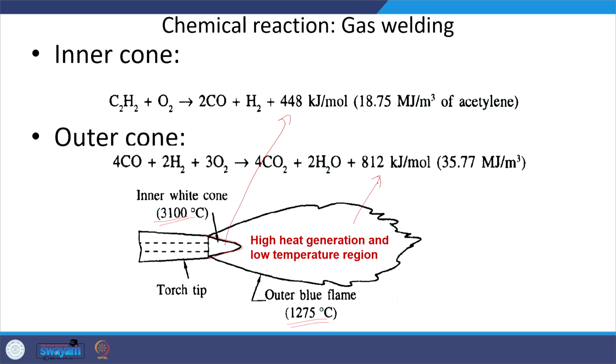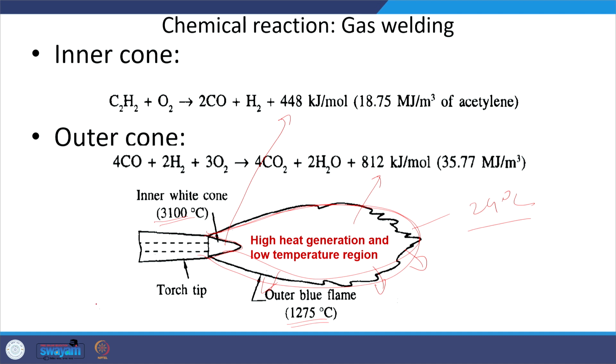Okay, so to explain this, we have just one simple explanation: that outer cone is exposed to the ambient conditions, that is at 24 degrees centigrade. So there is a very rapid heat loss from this large surface area of the outer cone, and therefore the maximum temperature attained in the outer cone is lesser.